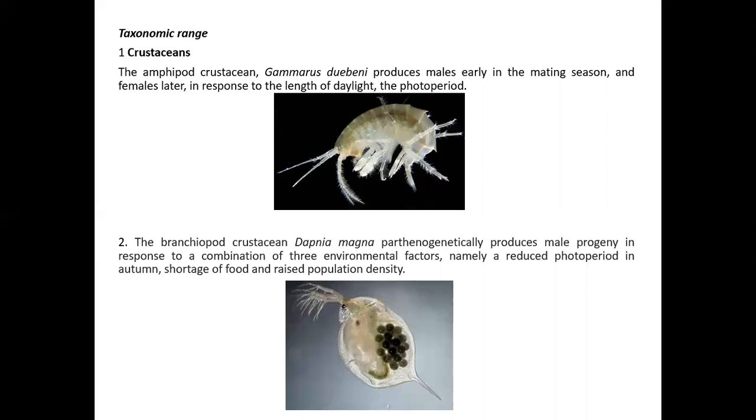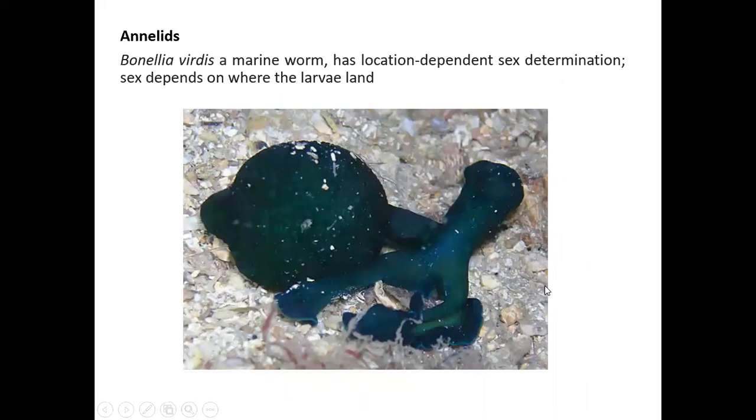Okay, and another one is the branchiopod crustacean, that is Daphnia magna. It is parthenogenetically produced male progeny. So there is an undeveloped egg producing male progeny in response to a combination of three environmental factors, that is autumn, a shortage of food, and a rise in population density, etc.